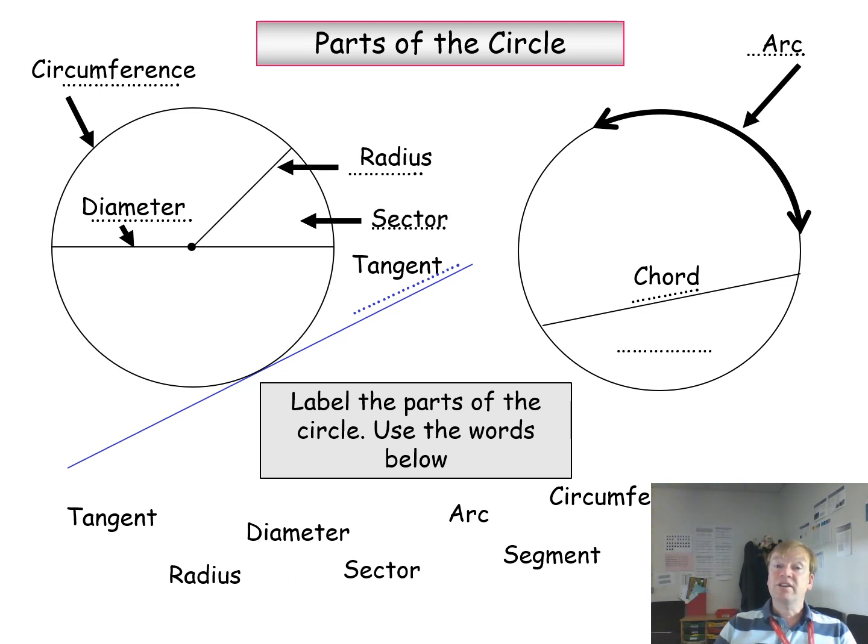Next, we've got parts of the circle's area. Now a sector is like a slice of pie or pizza taken out of the circle, whereas the segment is a slice off the side. These are all the key circle vocabulary that we will need for our GCSE exam in the future, but certainly need to know for this unit of work.